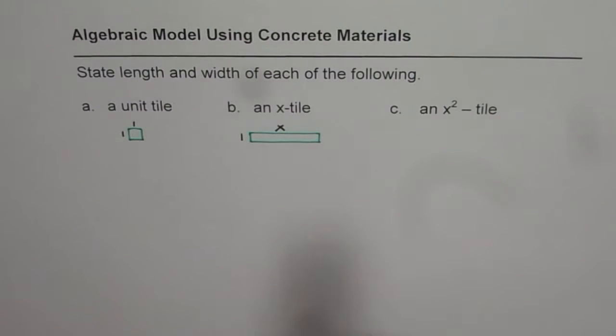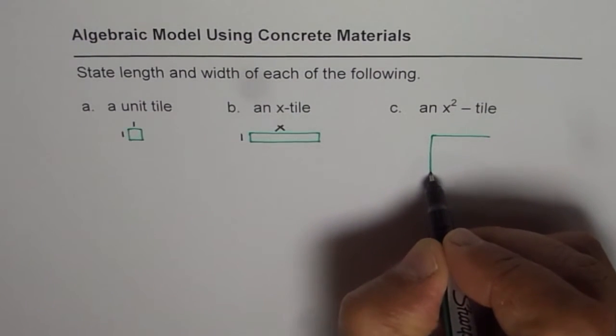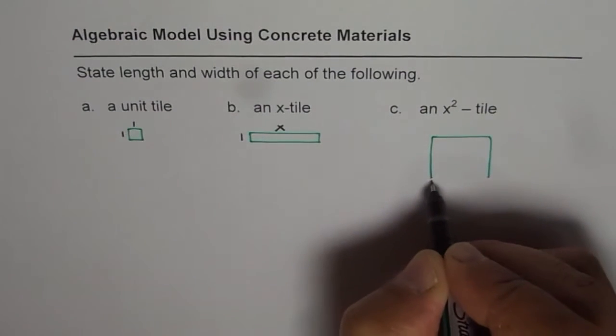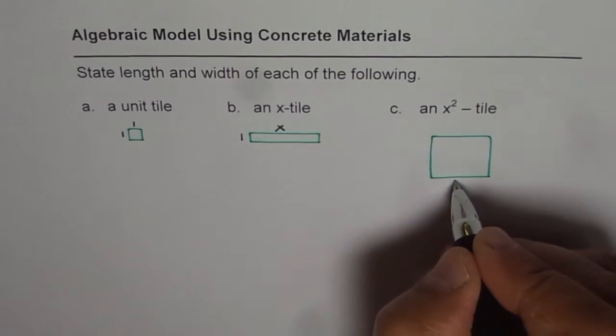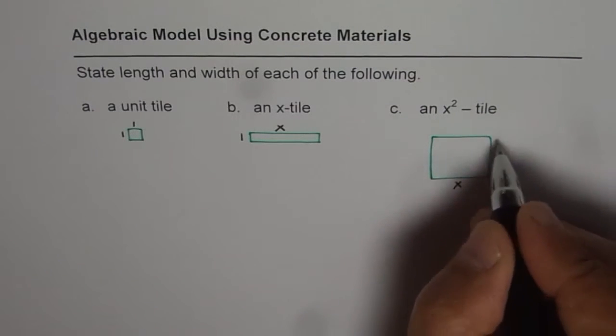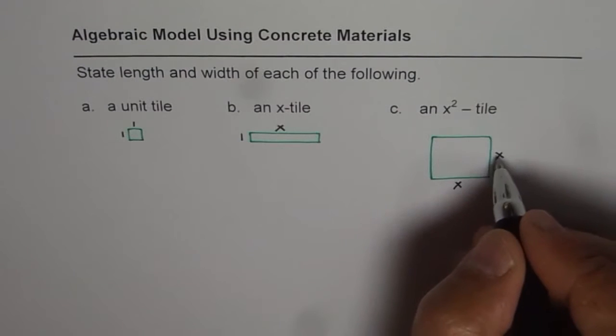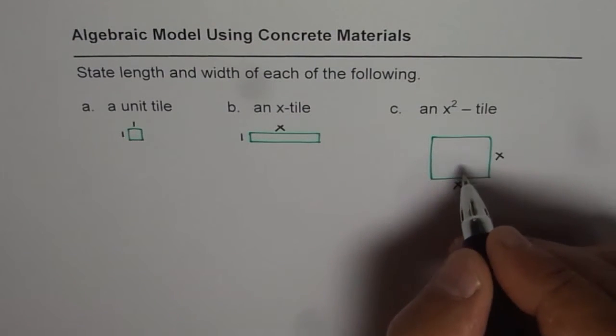An X square tile is a tile which is square with dimensions of X as length and X as width, right? So this is my X square tile whose length is X and width is also X. So when you multiply, you get a square. So it represents an area of X square.